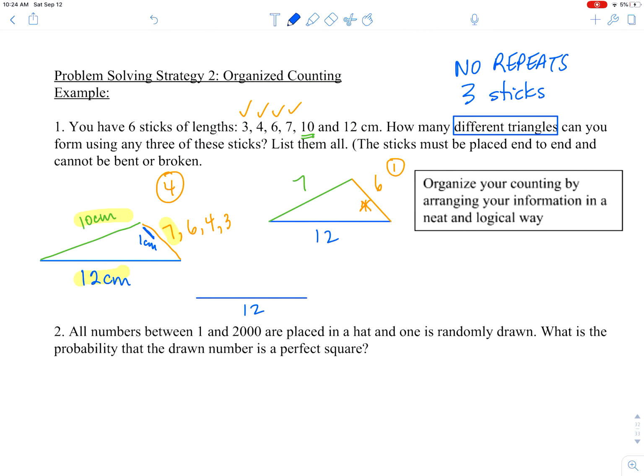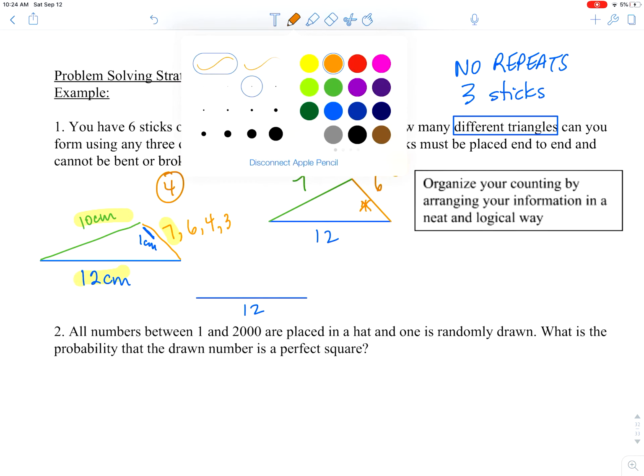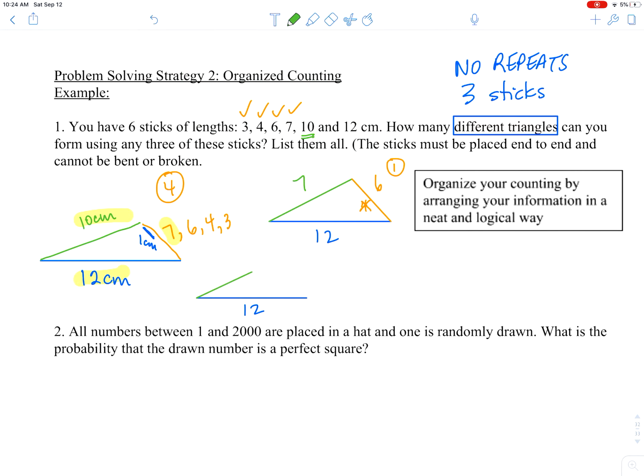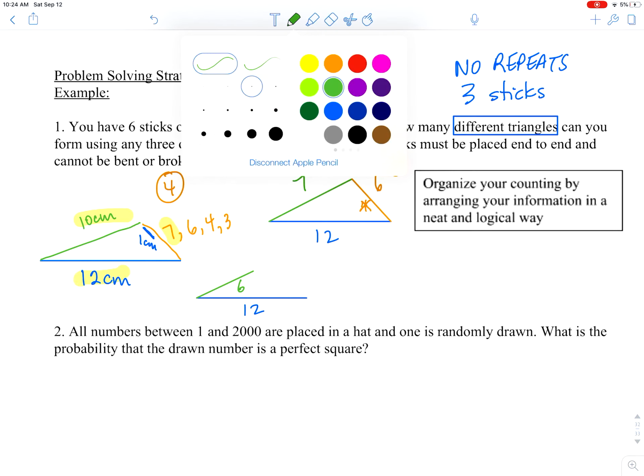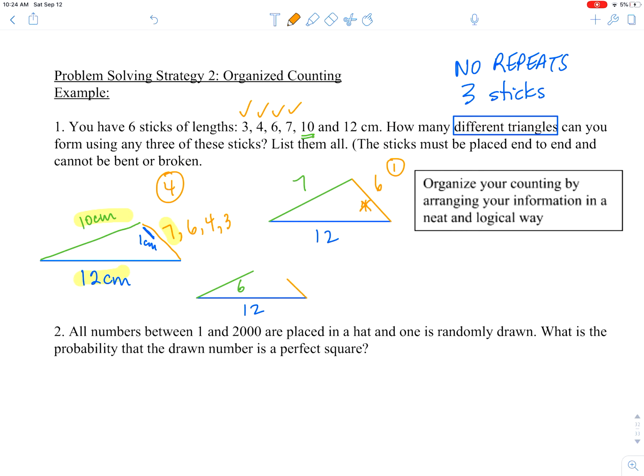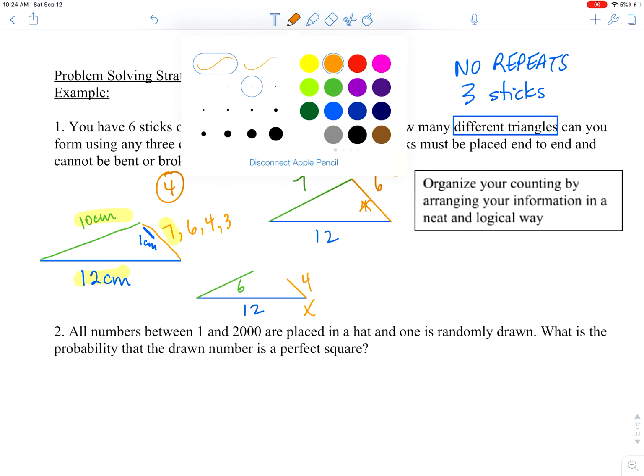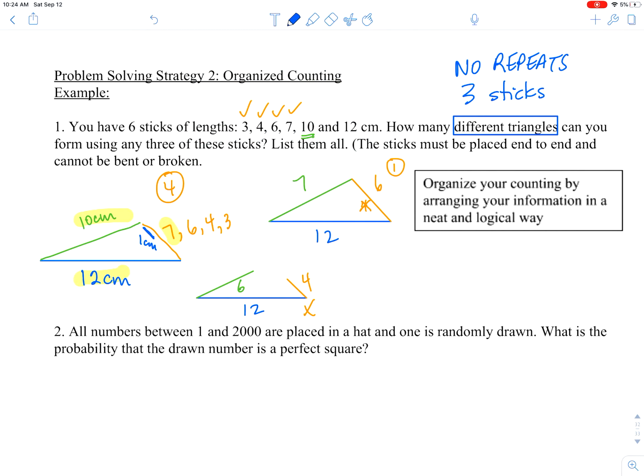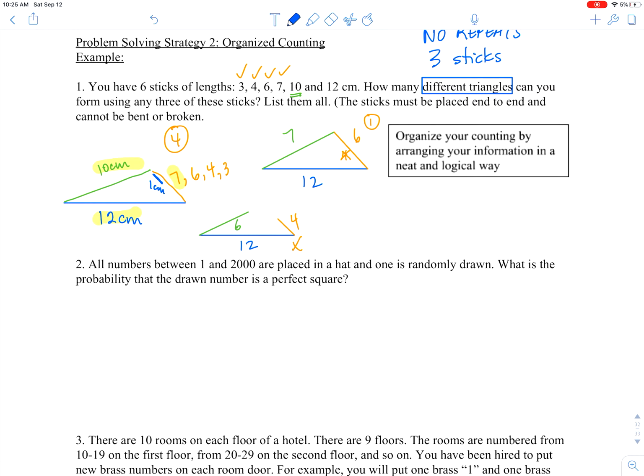If I look at 12 and 6, well, I've already done 12, 6, 10, and I've done 12, 6, 7. What about 12, 6, 4? If I do 12, 6, 4, they're never going to meet. So there's no more ones that have a base of 12. So that's what I mean about being organized and methodical. And if we go through this then for all the ones with 10 and 7 and 6 and 4 as the bases, you can work your way through. And we'll finish this one in class to see what you can do.